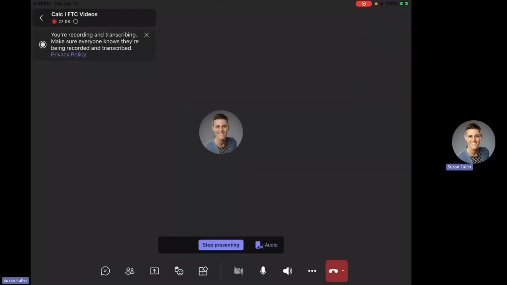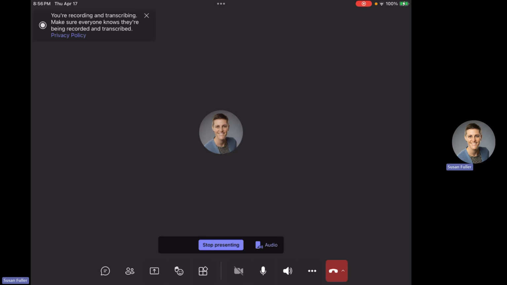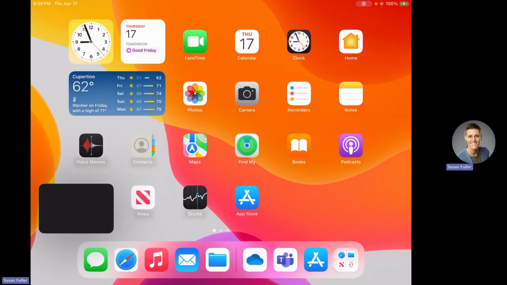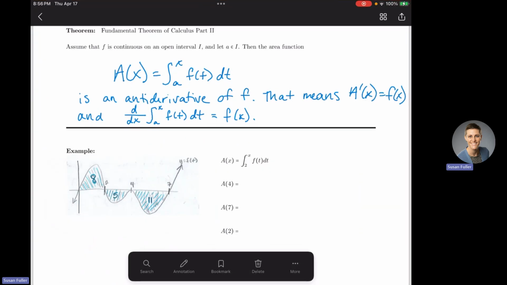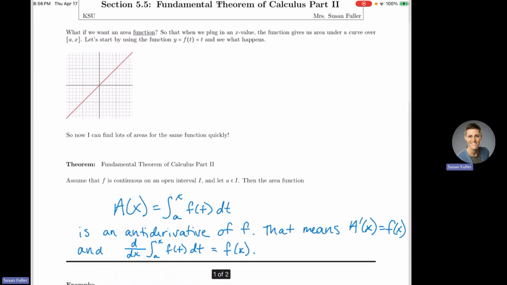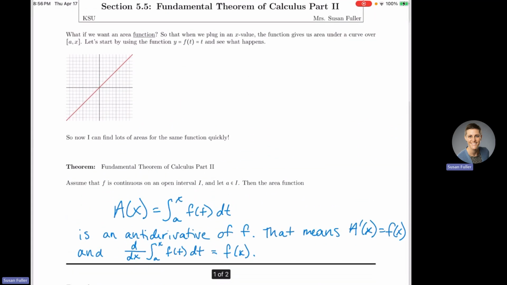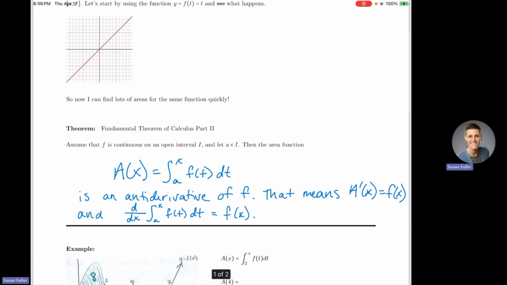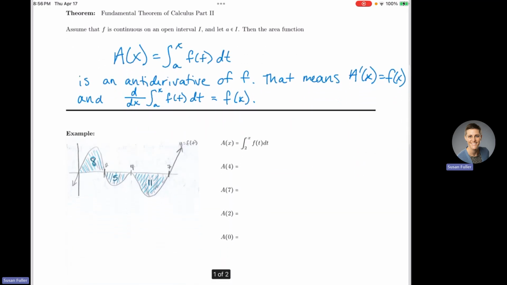Hello, everyone. I'm making some short videos for you to help with sections 5.4 and 5.5 for the fundamental theorem of calculus. This one's going to go through 5.5 significantly slower than we did in class because we had to go so fast. But basically, 5.5 is the second part of the fundamental theorem of calculus.